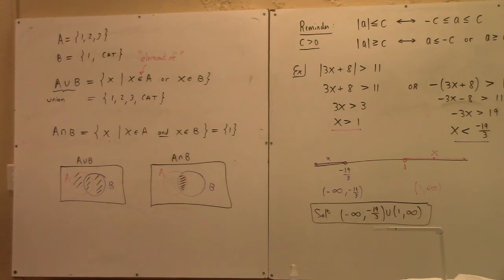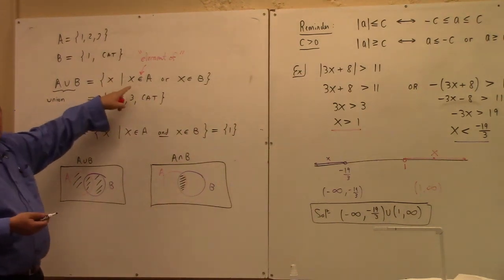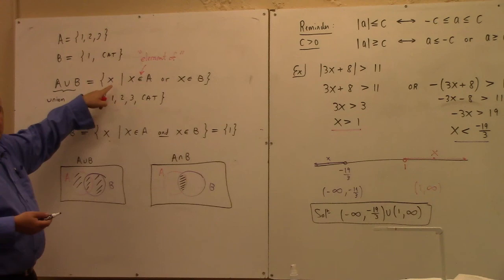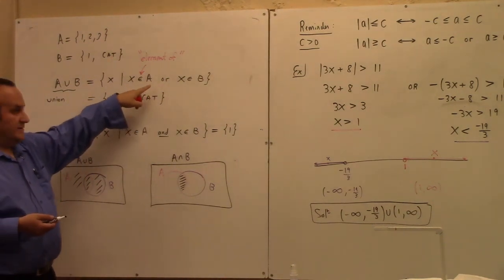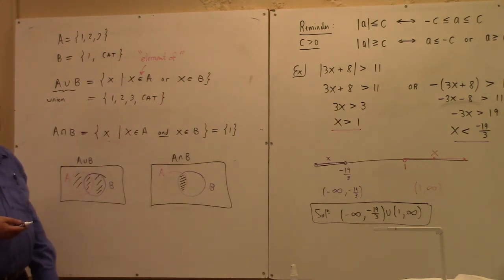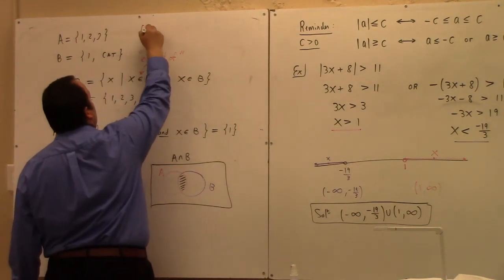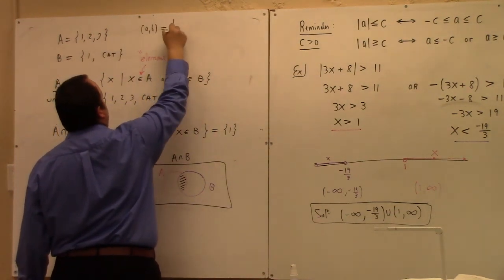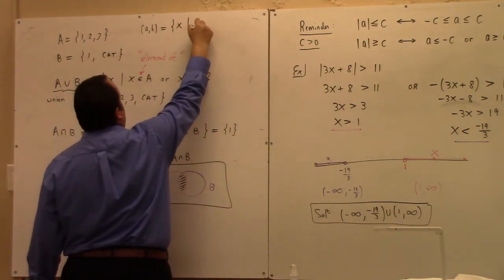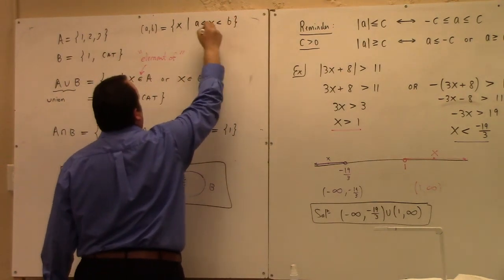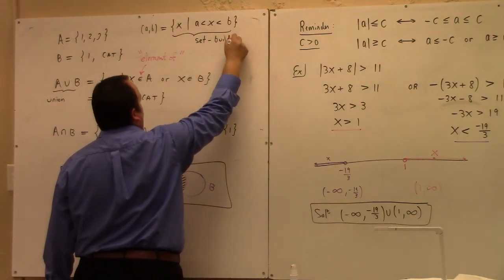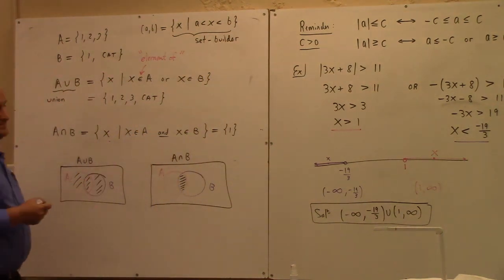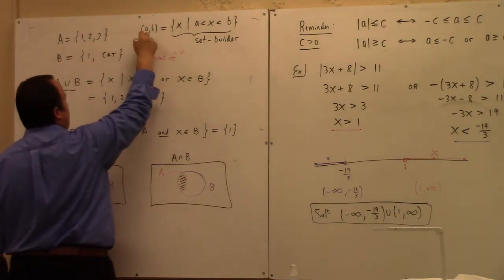Set builder notation is like this. It's when you write the curly brackets, the thing you're interested in, and then conditions on that thing. So for example, (a, b) is the interval, and the set builder notation for that would be x such that a is less than x is less than b. This guy is set builder notation. This, on the other hand, is interval notation.